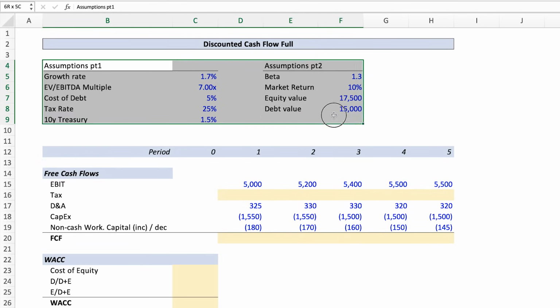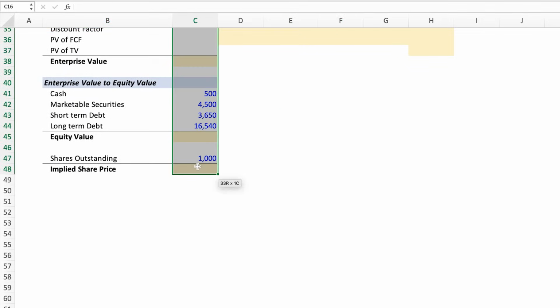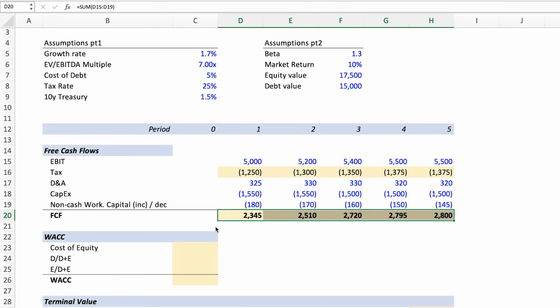Over here we have all of this set of assumptions that we need, and then we're going to go step by step all the way till we get to an implied share price down here. So firstly we want to find the tax, so we're going to go equals this number times minus 25% because we want it to be negative. And then once we have that, we actually want to try to lock this one. So the C8 we're going to want to lock. So we do that by pressing F4, and then we're just going to drag these along just like so. And then once we have that, we're just going to get the free cash flow by summing it. There you go. Then drag these along as well, just like so.